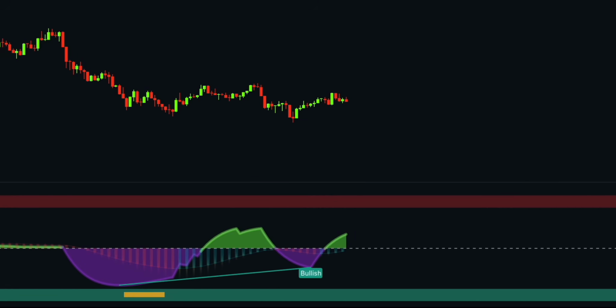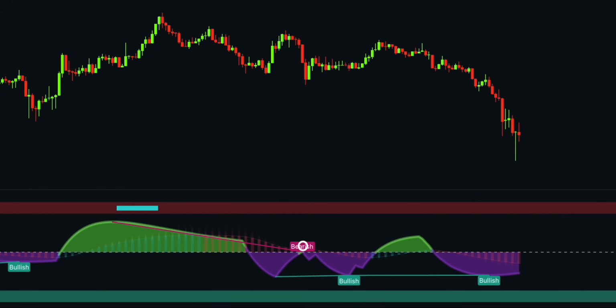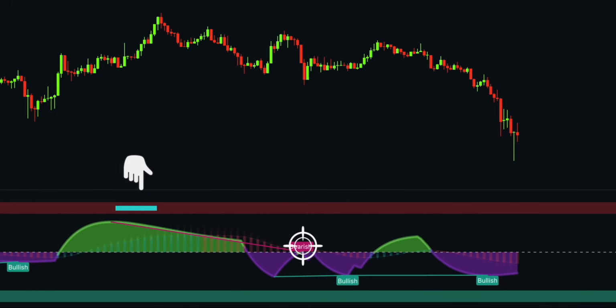Instead of considering every divergence as a buy or sell signal, I filter them out by checking for overbought and oversold conditions first. For instance, a bullish divergence can be taken into account as a buy alert only if it appears after an oversold signal. Similarly, a bearish divergence can be considered as a sell signal only after an overbought condition.